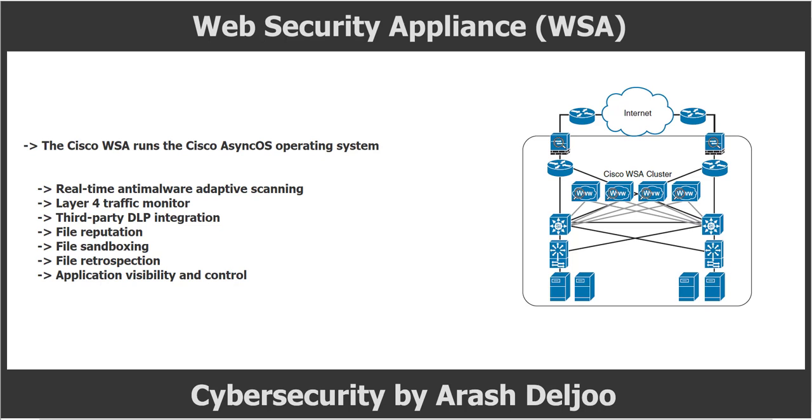time. And then the next feature is application visibility and control. The Cisco WSA can inspect and even block applications that are not allowed by the corporate security policy. For example, an administrator can allow users to use social media sites such as Facebook, but block micro applications such as Facebook games.